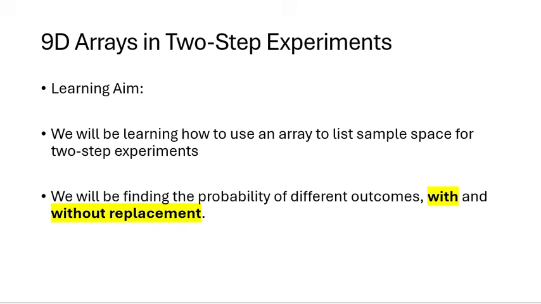All right, so for this chapter, we're working on chapter 9D, and what we're covering is arrays in two-step experiments. Now, the learning aim is that we'll be learning how to use an array, and that will help us list the sample space, okay? Specifically for two-step experiments. We'll also be using the array to help us find the probability of different outcomes. And there are two different scenarios that you can have. You can have the with and the without replacement.